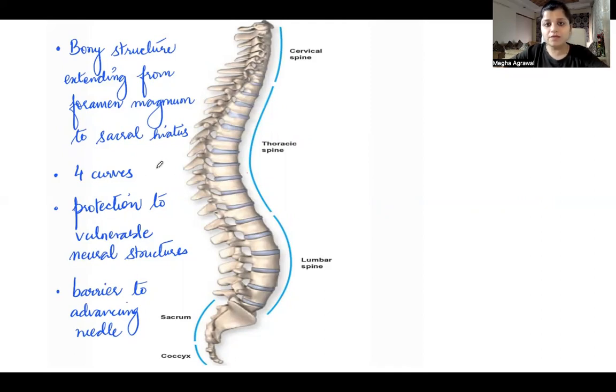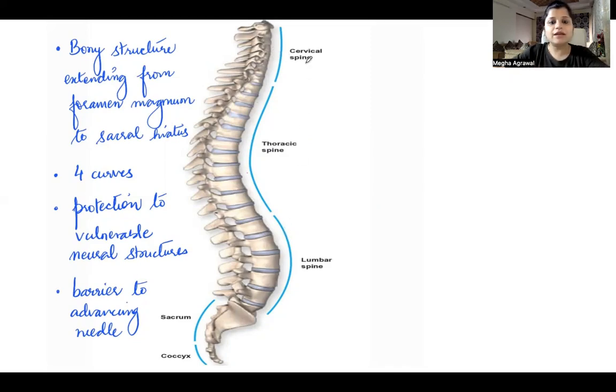The primary curves are those with which a baby is born. So they are the thoracic curve, thoracic kyphosis, and the sacral curve, sacral kyphosis. Okay, these are primary curves. And then there are two secondary curves which develop later in life. The cervical lordosis and lumbar lordosis. Both the lordoses come later.